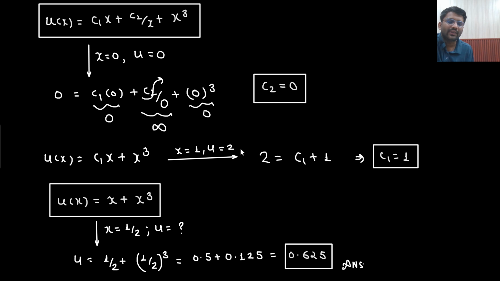Then at x equals 1, the value of u is 2. So put x equals 1 here. C1 value we are getting is 1 only. So C1 is 1, C2 is 0. This is the equation we are getting. Put x equals 2, get the value of u. That is coming out to be 0.625. That's it. So this question is also done.